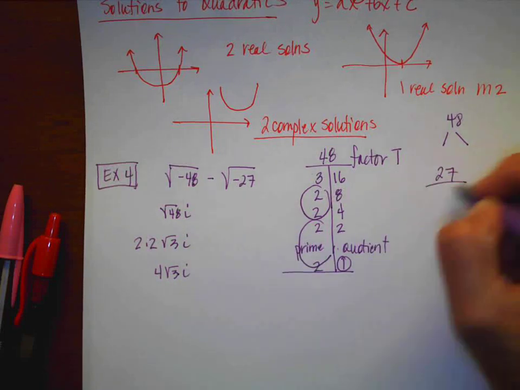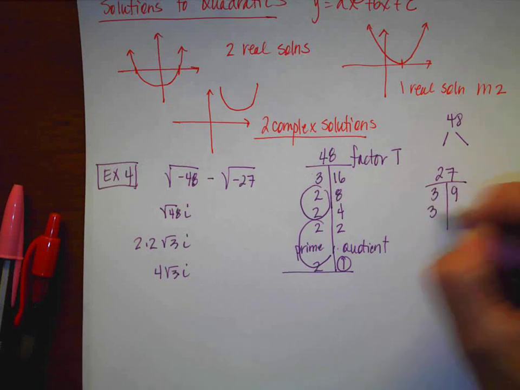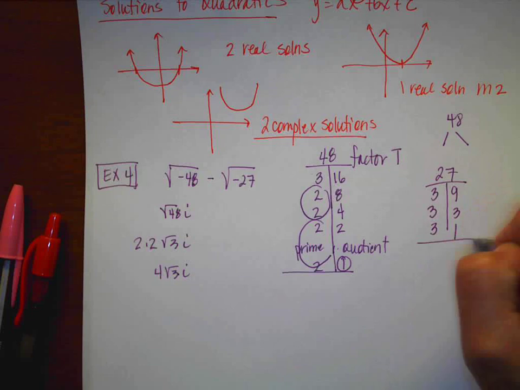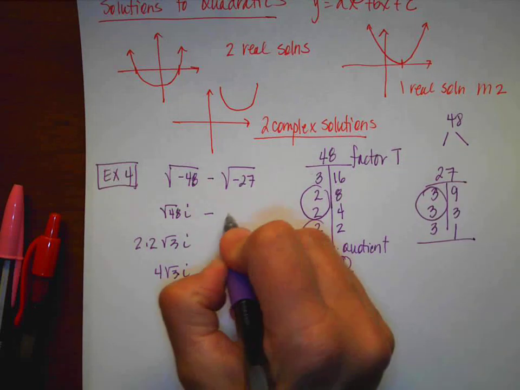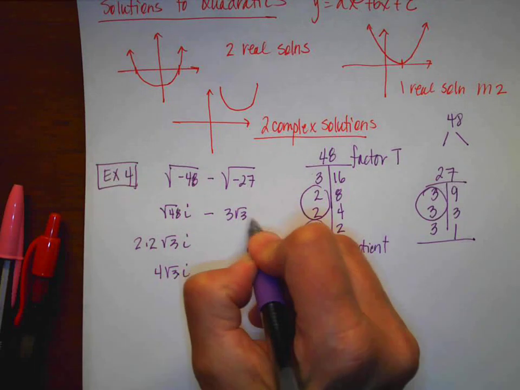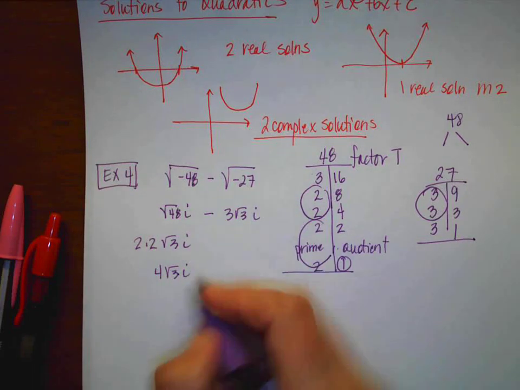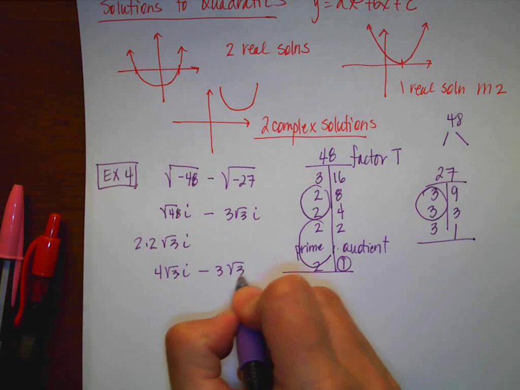So we just managed the 48. 27 is pretty easy, but we'll do it this way just in case. 3 goes into 27, 9. 3 goes into 9, 3. 3 goes into 3, 1. I have a set of 3's that come out, so this is minus 3 radical 3i.